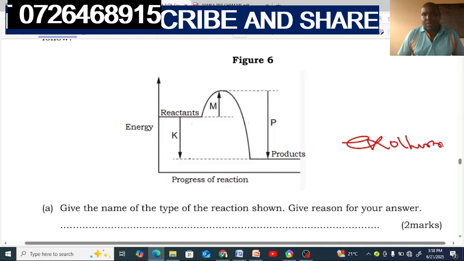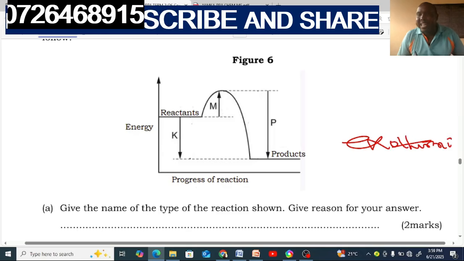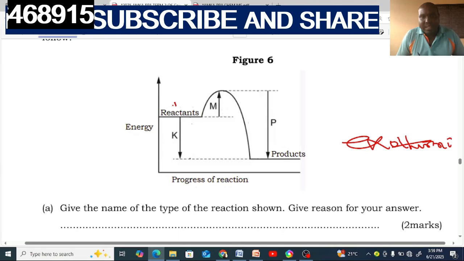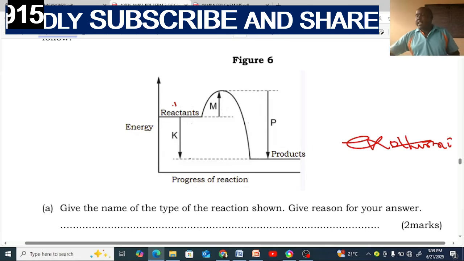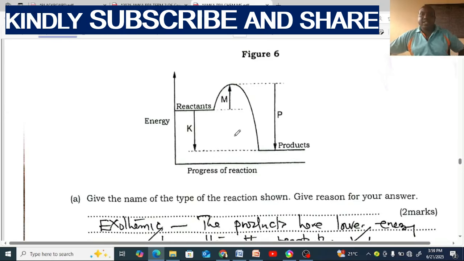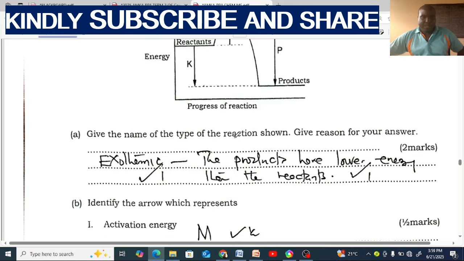Why did I say so? Because you can see the reactants are up there and the products are down, meaning the products have less energy. If the products have less energy, then that reaction is exothermic. The products here have lower energy than the reactants.